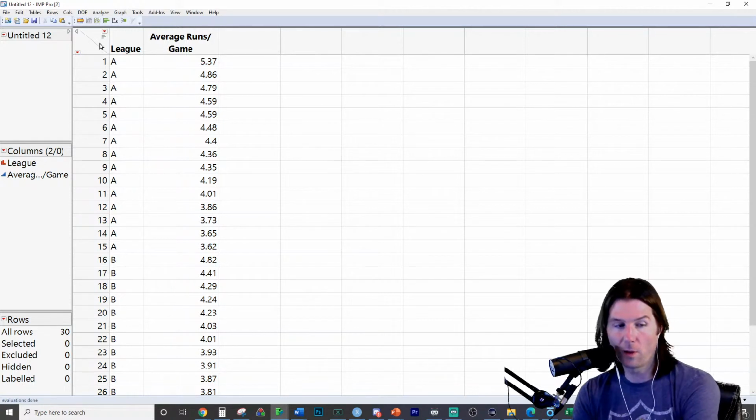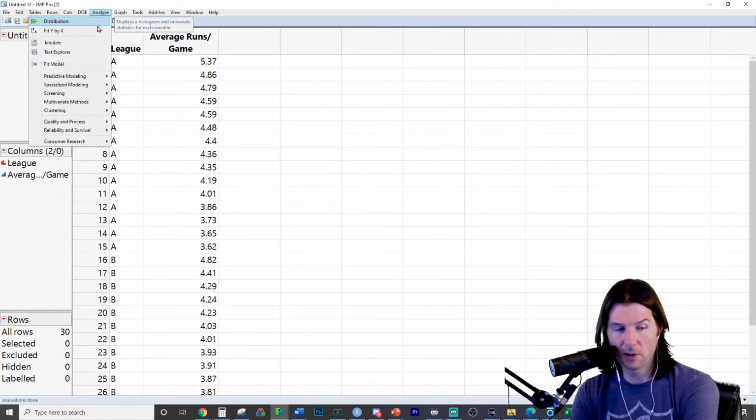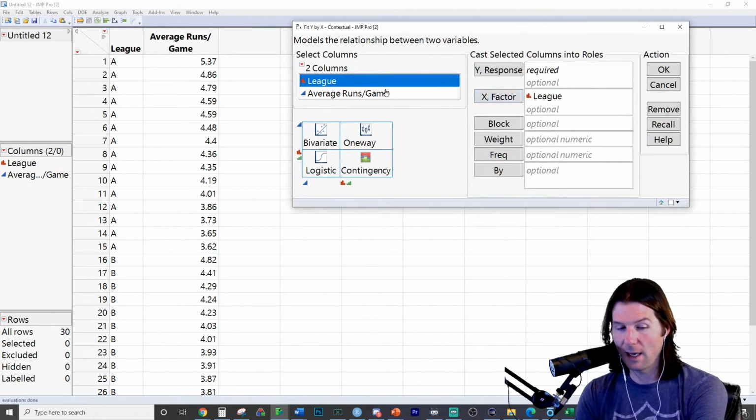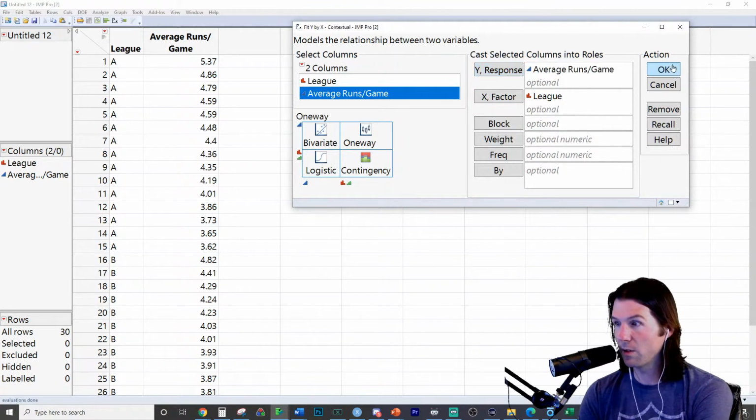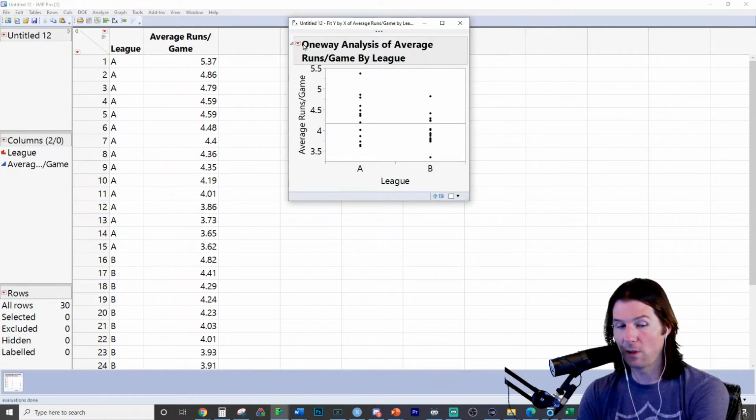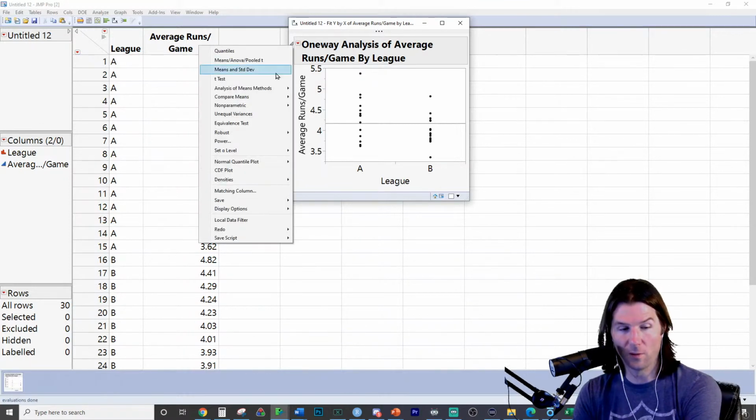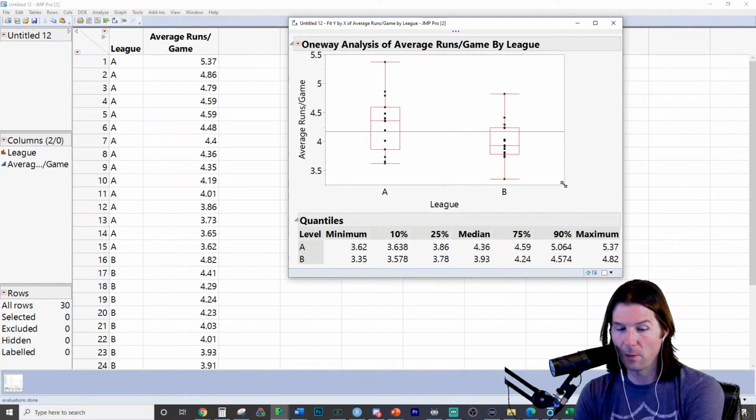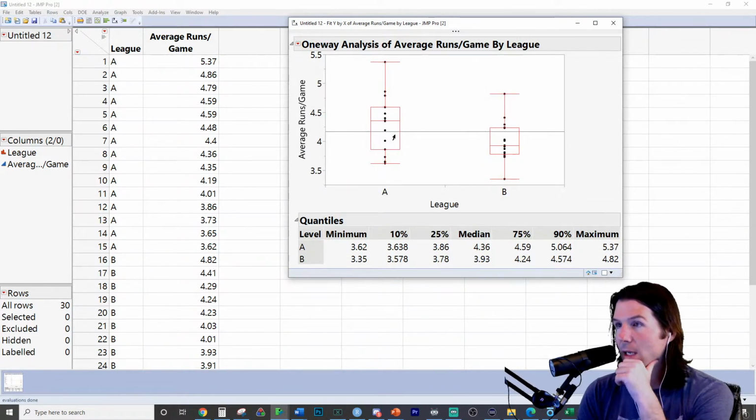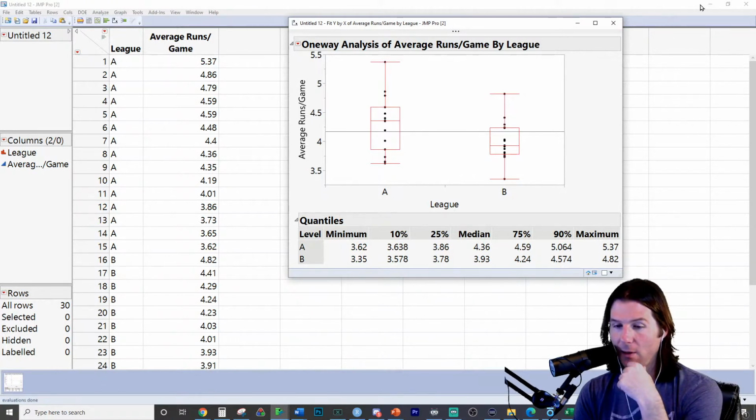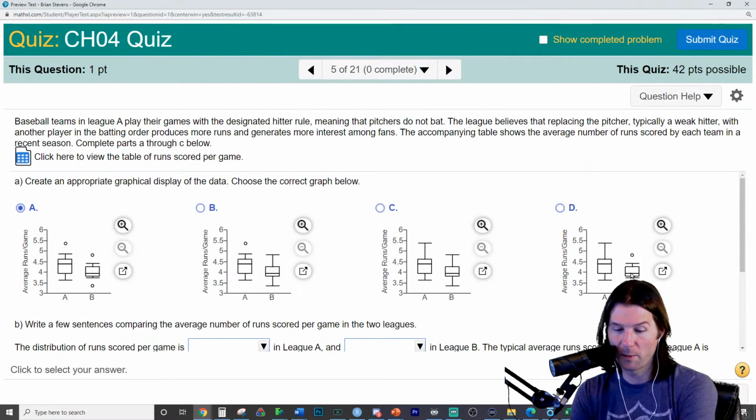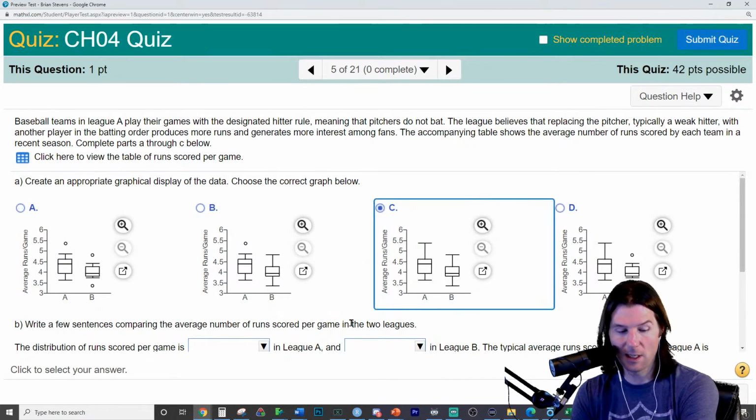We need a categorical and a quantitative variable, so let's go to Fit Y by X. We're going to put league as the X and average runs as the Y, and I'll redo this graphic in a moment. Then we go to Quantiles. There we go. We can see that there are no outliers. There is a median here and a median here, and the upper point is not an outlier. That's a huge hint. It has to be between one of these two, and there are no outliers. So this is the answer.